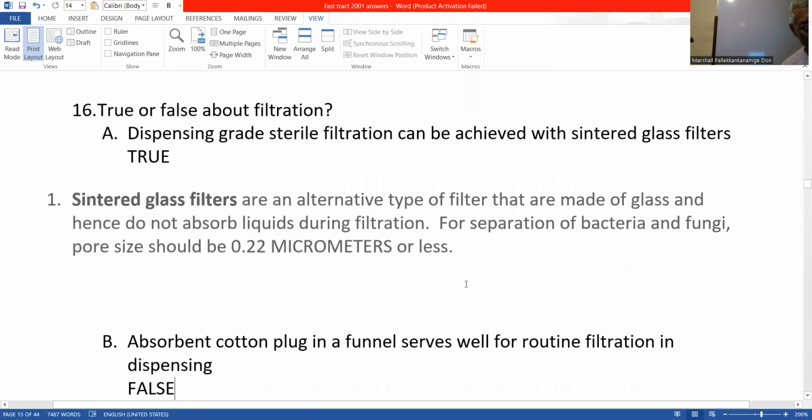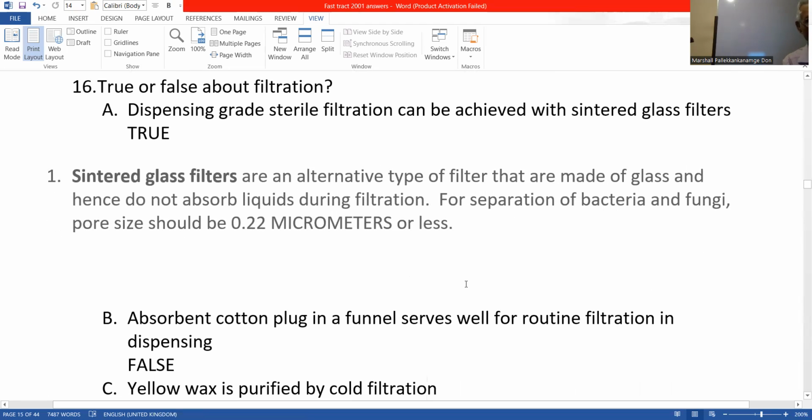16. True or false about filtration. Dispensing grade sterile filtration can be achieved with sintered glass filters. Sintered glass filter is a filter with 0.22 micrometer pores.